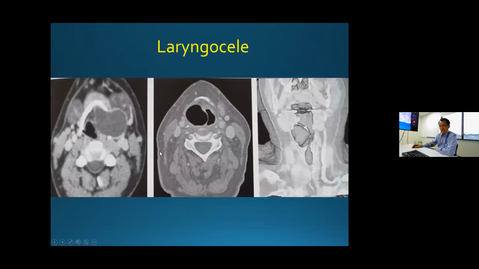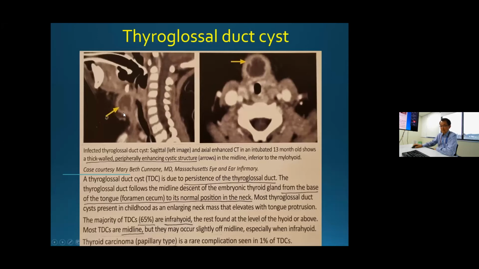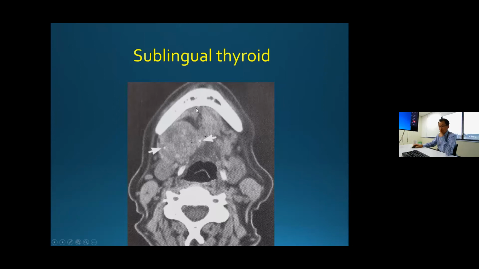Okay, so it's a huge cystic mass. But this is a laryngocele, it's unusual. But the common thing is a thyroglossal duct cyst. The cyst comes from the remnant thyroglossal duct. So this non-enhanced central part is cystic, only really enhanced in the periphery. Just under the chin over here, that's a thyroglossal duct you think about. Sublingual thyroid is usually here, but in this case, a large one is on the right here.